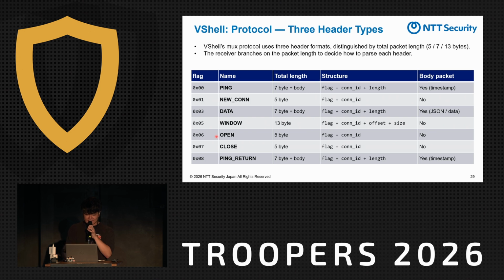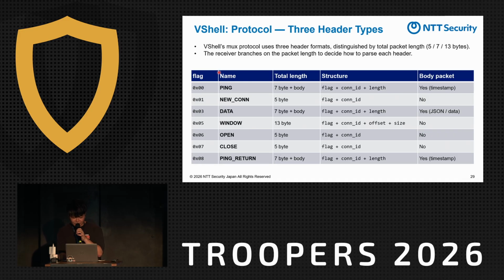And this slide explains the 3 header types used in the VShell protocol. In the VShell MUX protocol, 3 defined header formats are used depending on the packet type. These formats are distinguished by the total packet byte length, specifically 5, 7, or 30 bytes. The receiver determines how to parse each packet by checking these lengths and selecting the appropriate header format.